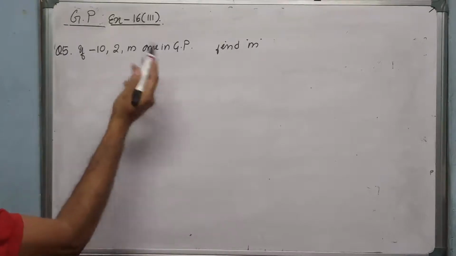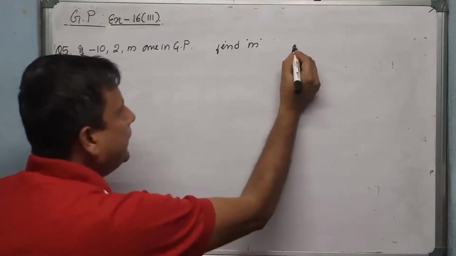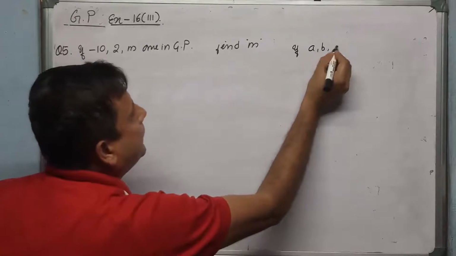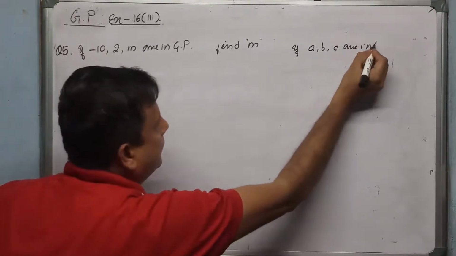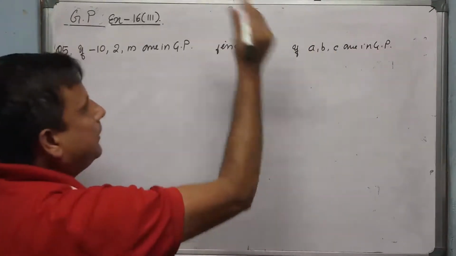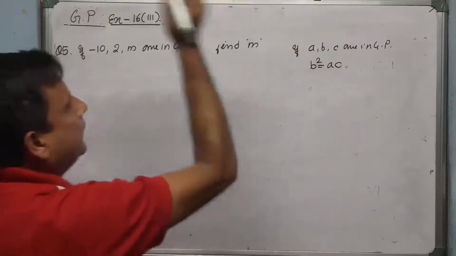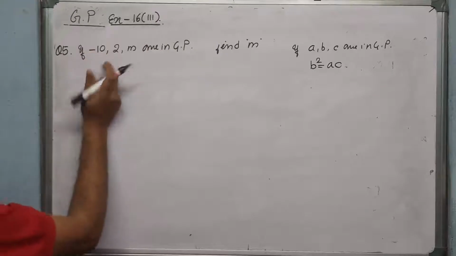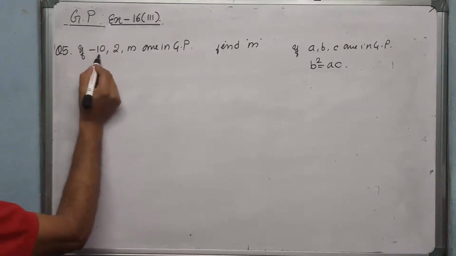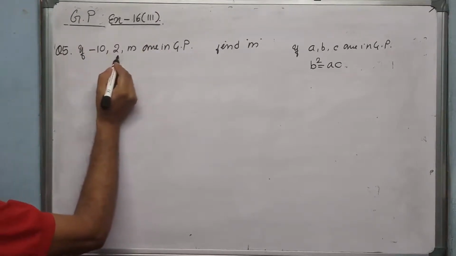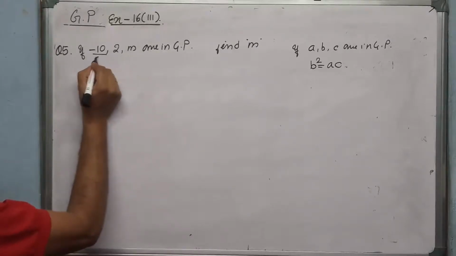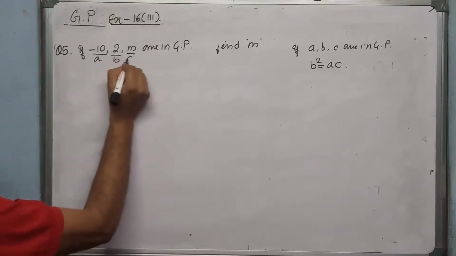If 3 distinct real numbers A, B, C are in GP, then what would be the condition? B square is equal to AC. I'll use this property over here. Let us suppose -10 is A, 2 is B and m is C.